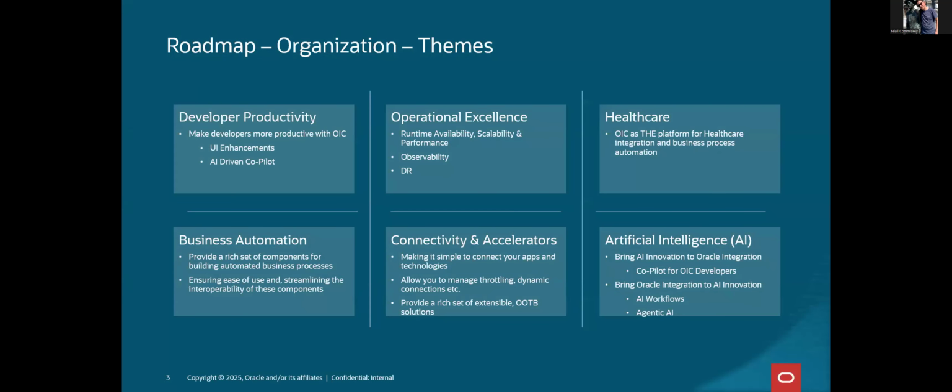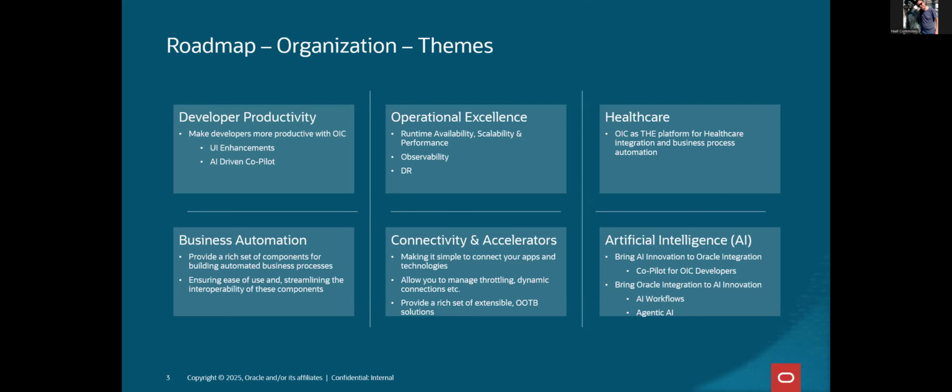Okay, now, the way our roadmap is organized, just going through this again, that you see what's driving our engineering effort. Developer productivity. Now, this is extremely important. Making you developers more productive with OIC. Now, that could include UI enhancements, but of course, also leveraging AI in a co-pilot mode, which we will see today. Operational excellence. Runtime availability, scalability, performance, observability, both within OIC and, for example, using OCI services such as logging analytics, and of course, Oracle Managed DR.